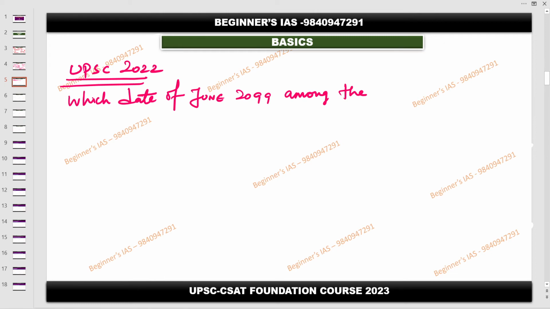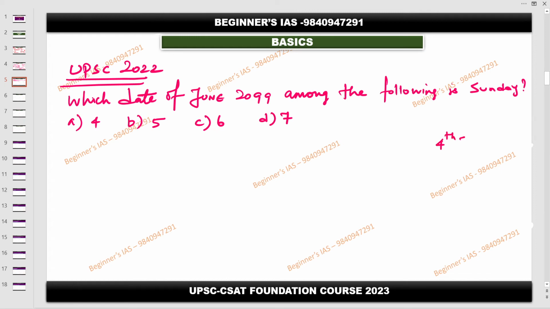Which date of the June 2099 among the following is Sunday? I know many of you may not understand. Don't worry. Listen, for many students this may be new. But listen, what is the question here? Which date of the June 2099 among the following is a Sunday? Whether it is 4th June 2099, 5th June 2099, 6th June 2099, or 7th June 2099. So that is the question. Which of these is going to be the Sunday?